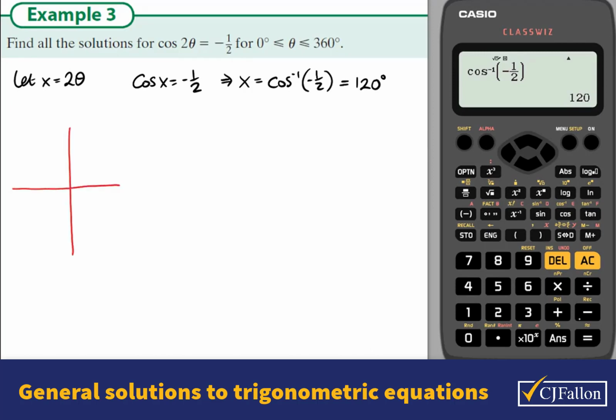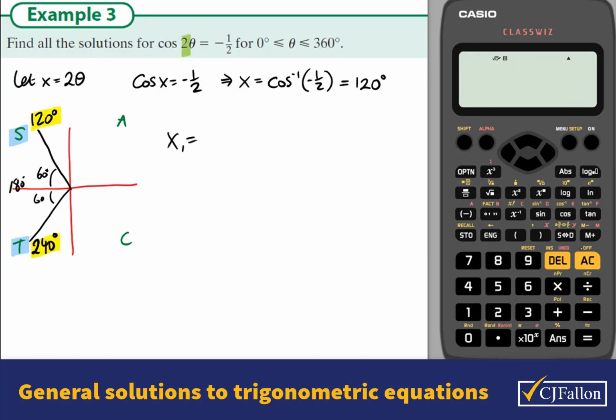Now if we consider the 4 quadrants, using the CAST system to figure out where cos would be negative, in the second and third quadrants, we know 120 is here in the second quadrant. The other solution by symmetry is 60 below 180 degrees, so it's 240 degrees.